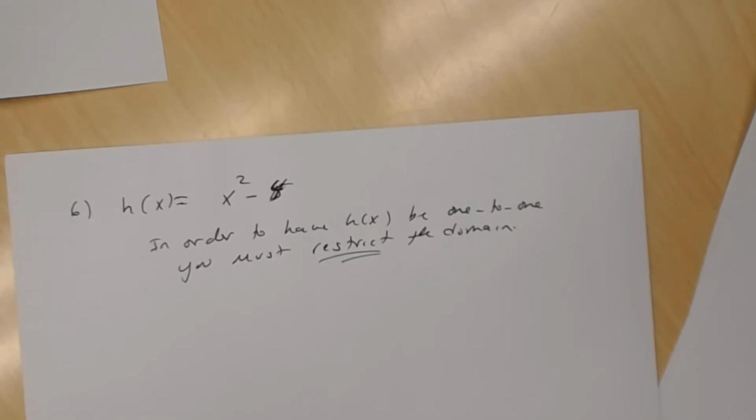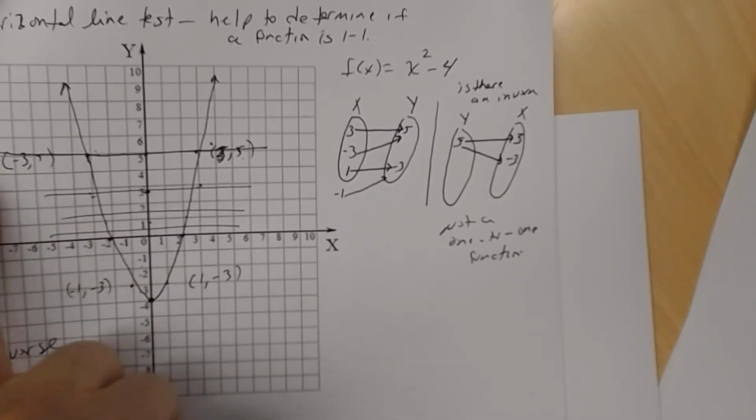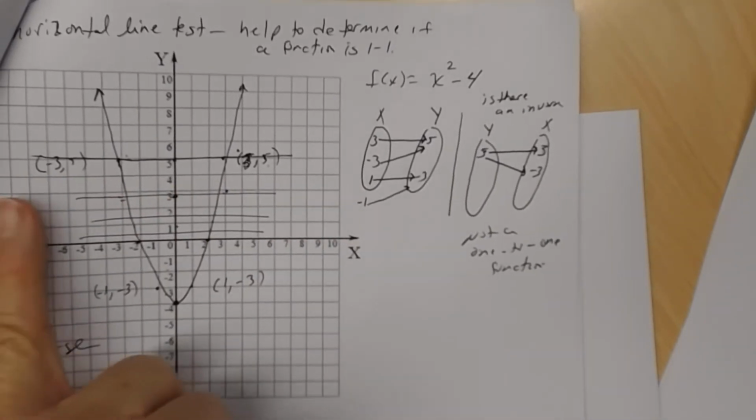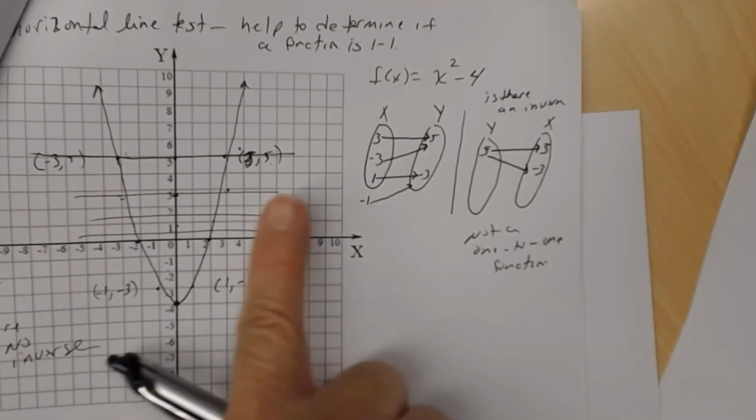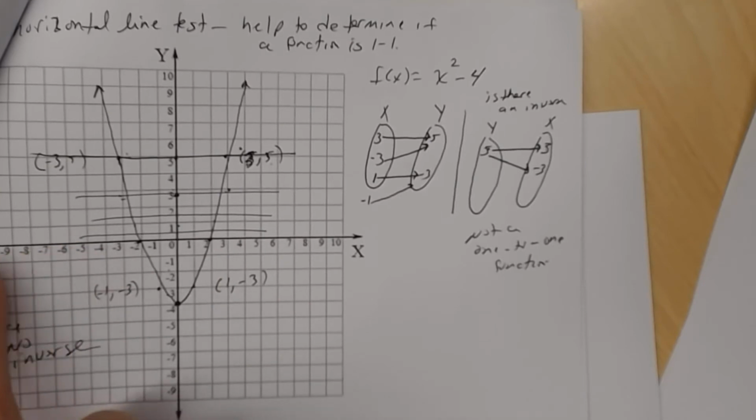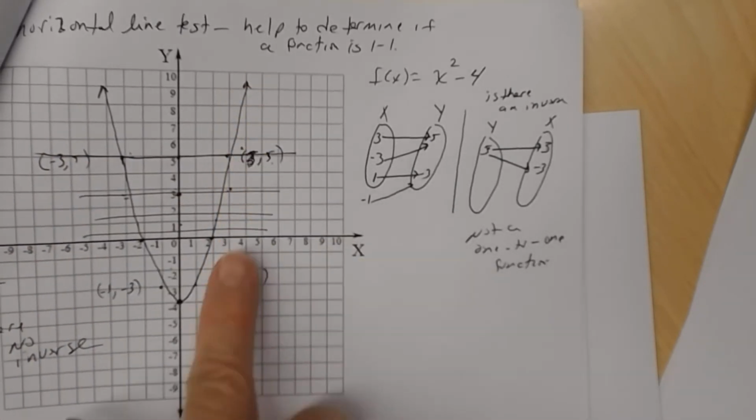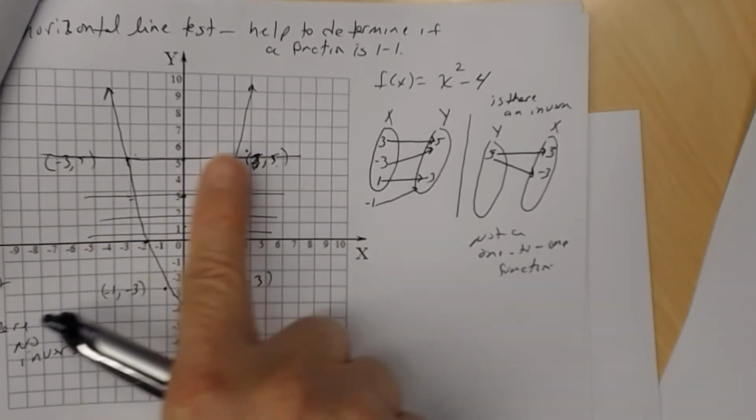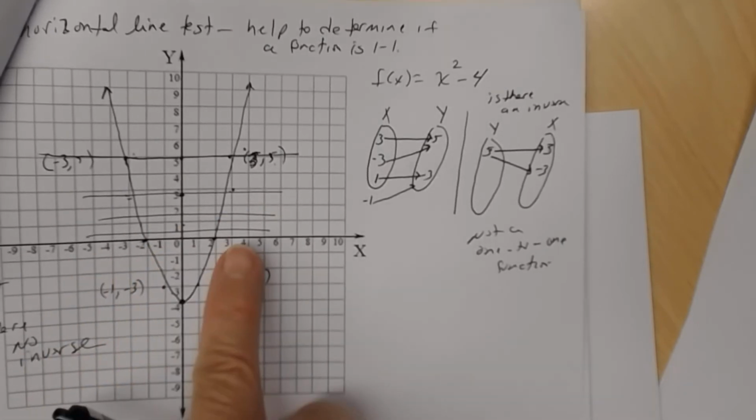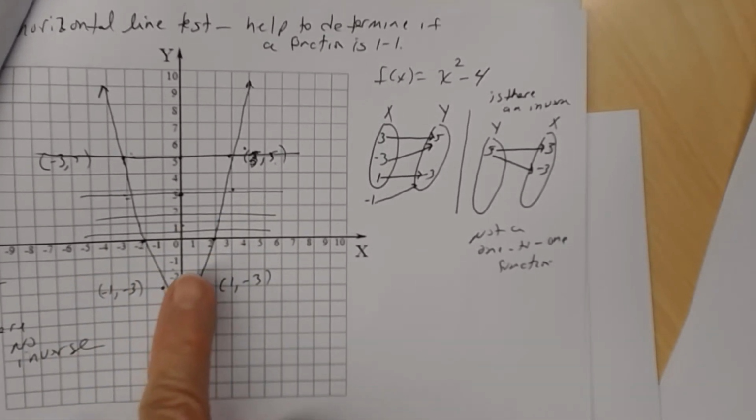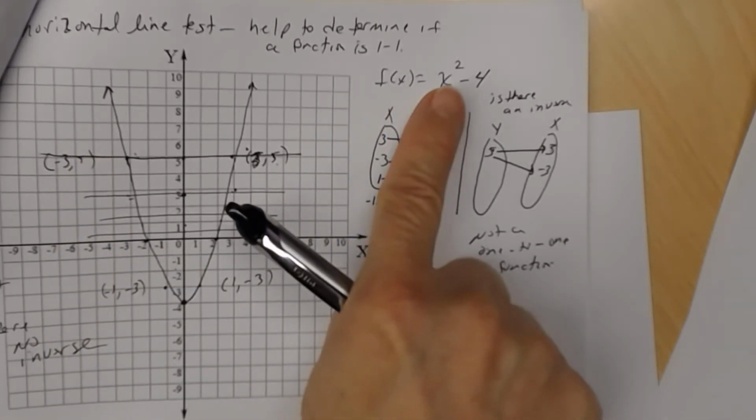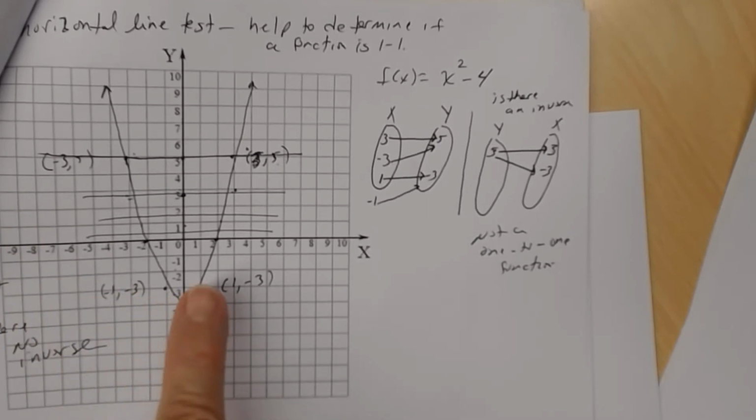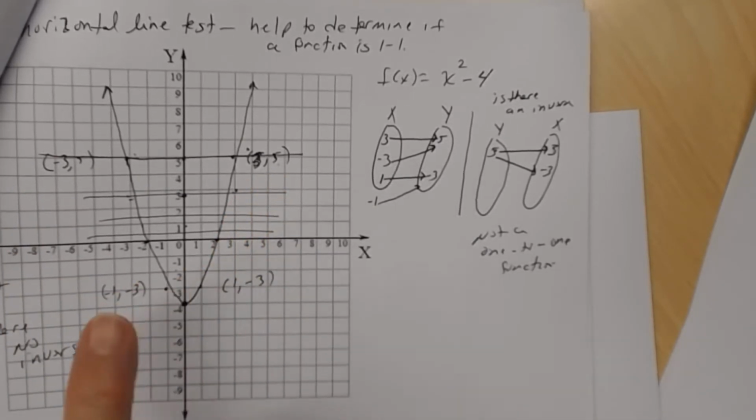Restrict. So in other words, see right here, the domain's all real numbers. As you go from left to right along the x-axis, the domain's all real numbers. So that's why in this particular case, it's not one-to-one. It fails the horizontal line test. So if I want to talk about this in terms of finding the inverse, I've got to restrict the domain.